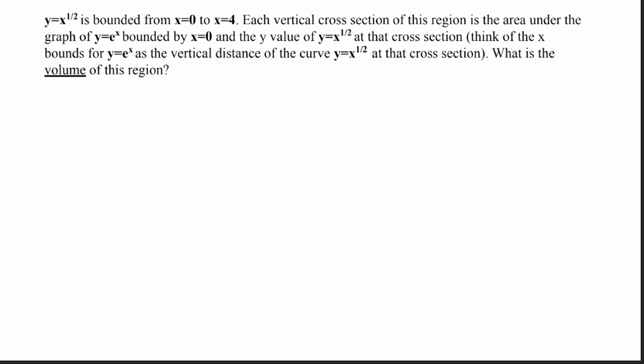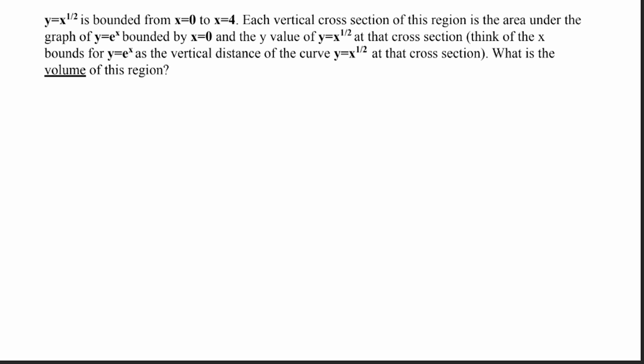Okay, so y equals x to the 1/2 is bounded from x equals 0 to x equals 4. Each vertical cross-section of this region is the area under the graph of y equals e to the x, bounded by x equals 0, and the y value of y equals x to the 1/2 at that cross-section. So think of the x bounds for y equals e to the x as the vertical distance of the curve y equals x to the 1/2 at that specific cross-section. So what is the volume of this region? So pause, try it out, and get back to the video when you're ready.